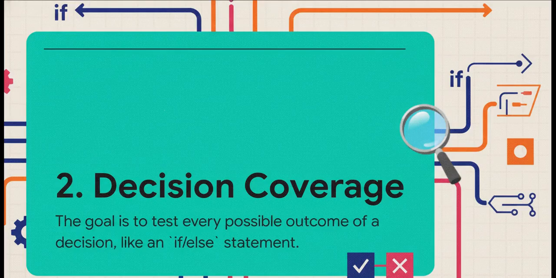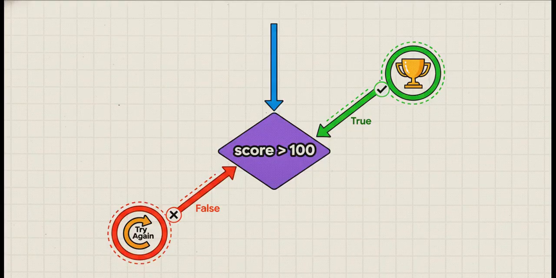But just running every line isn't quite enough, right? Because code is full of choices. If this happens, do that. And that brings us to our second, deeper level. Decision coverage. Sometimes it's called branch coverage. Here, the goal is to test every possible outcome of those choices to make sure you've explored every single fork in the road. Let's go back to our game. Imagine there's a piece of logic that says, if score greater than 100.